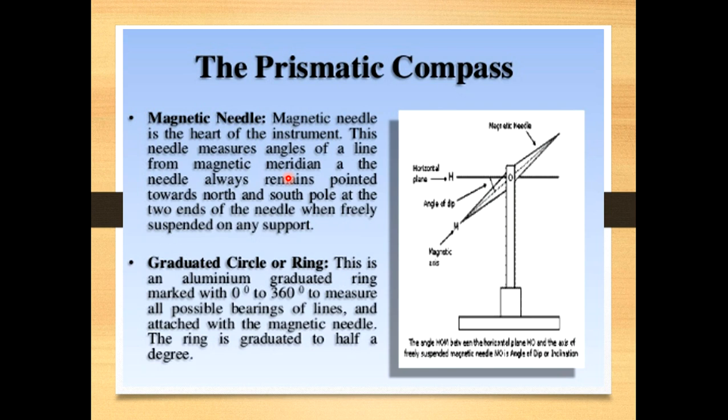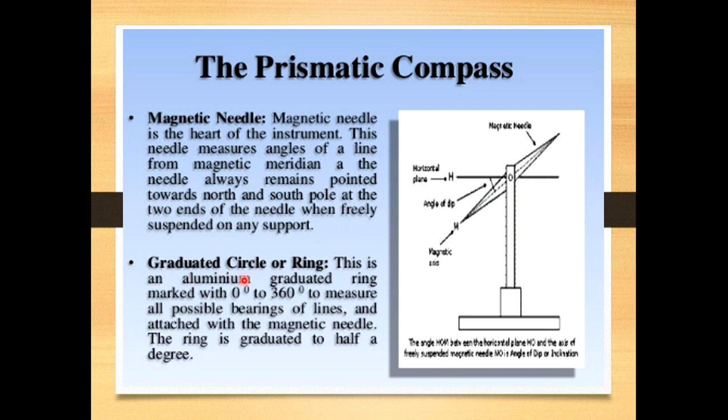Magnetic meridian means, see this diagram, when the magnetic needle is suspended freely and balanced properly, unaffected by magnetic substances, it indicates a direction, right? And this direction is known as the magnetic meridian. So the needle always remains pointed towards the north and south pole at the two ends of the needle when freely suspended on any support.